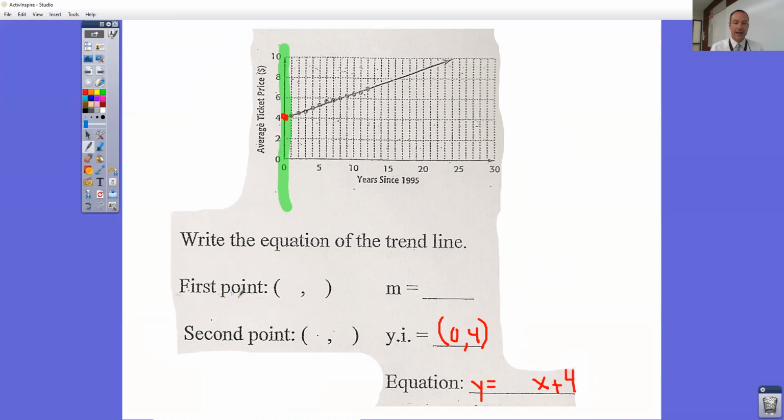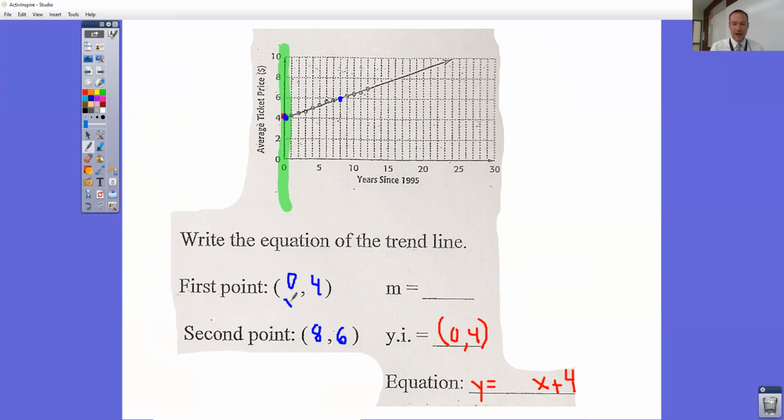Now what we want to do is find our first point. I'm going to use that 0,4 as my first point. And the second point, I'm actually going to choose over to 8 up to 6. I'm going to choose this point right here. It's on the line where the line crosses that background grid. So I'm going to use 8,6 as my second point.